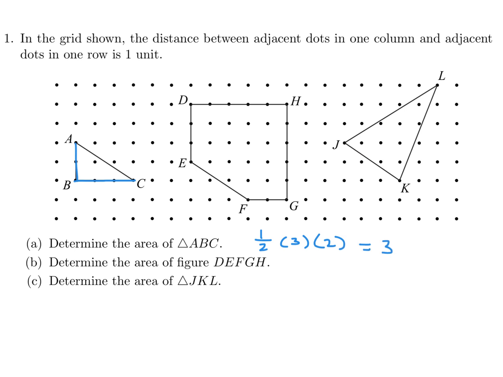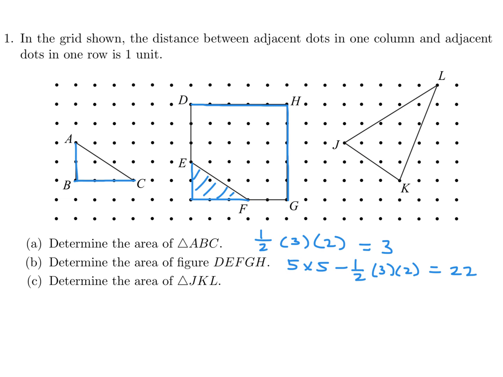Determine the area of figure DEFGH. DEFGH is basically, I'm assuming, a rectangle or square, subtracting this triangle. So let's do that. It's 1, 2, 3, 4, 5. 1, 2, 3, 4, 5. Oh, it's a square. Okay, 5 times 5. And then, of course, we have to subtract that triangle, which I believe is the same dimensions as ABC. So 3 times 2. So that's 25 minus 3, which is 22.